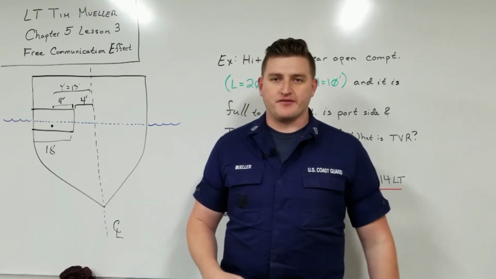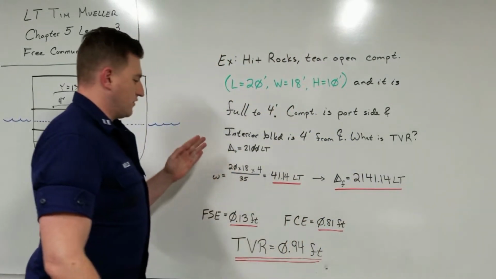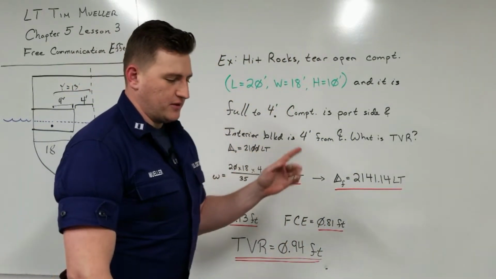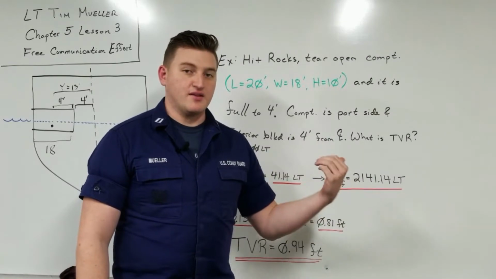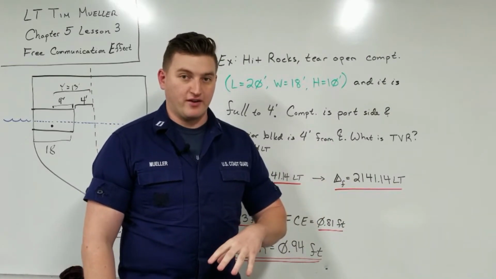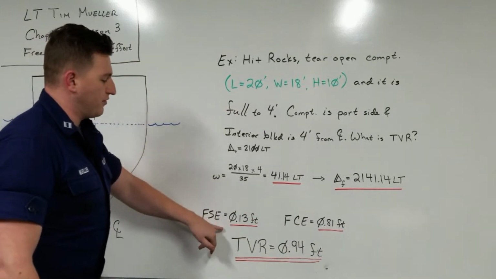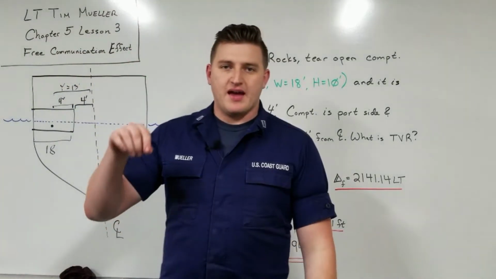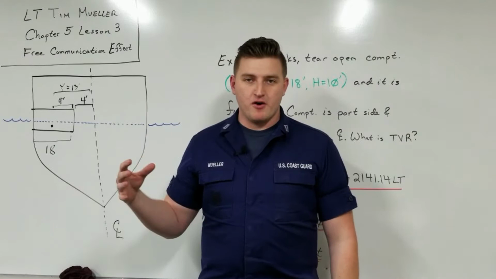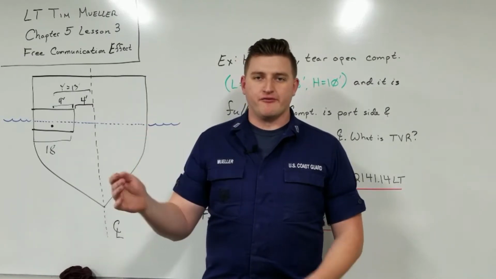Let's start with the free surface effect. Free surface effect is just going to be L times B cubed divided by 12 times, in this case, 35, because we have seawater flooding in, times final displacement. And we're going to get an answer of 0.13 feet. That means that the center of gravity of the ship overall is going to rise due to free surface effect only 0.13 feet.